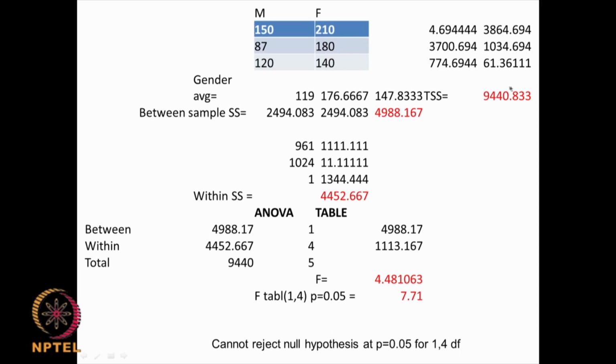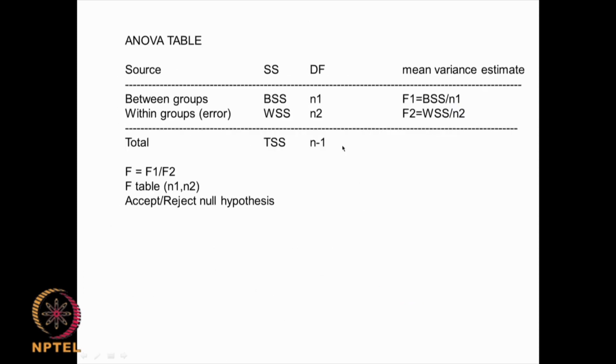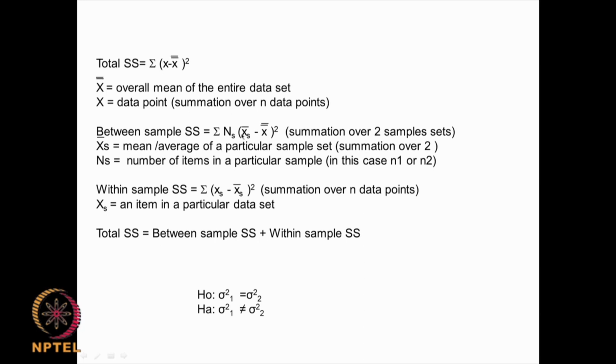Add up all of that, that will give me 9440. Understand, this gives you the total sum of squares. Now I want to calculate the between sum of squares. How do you calculate the between sum of squares? If you remember, you take each of the averages, subtract it from the global average, square it, and then multiply by the number of terms there.